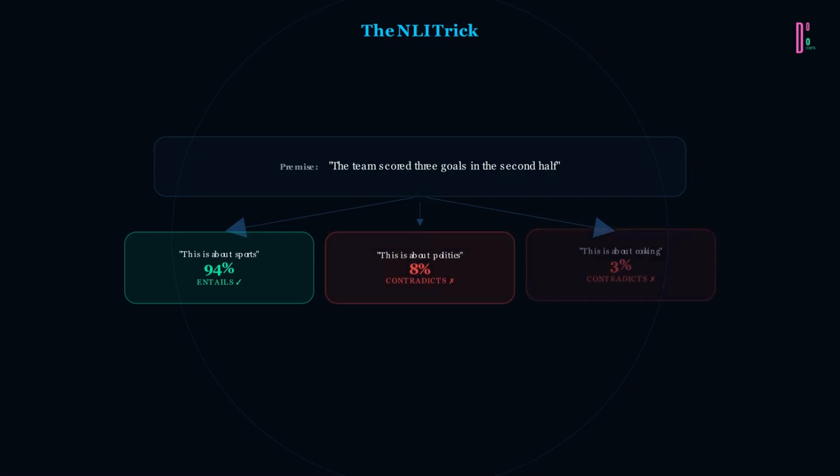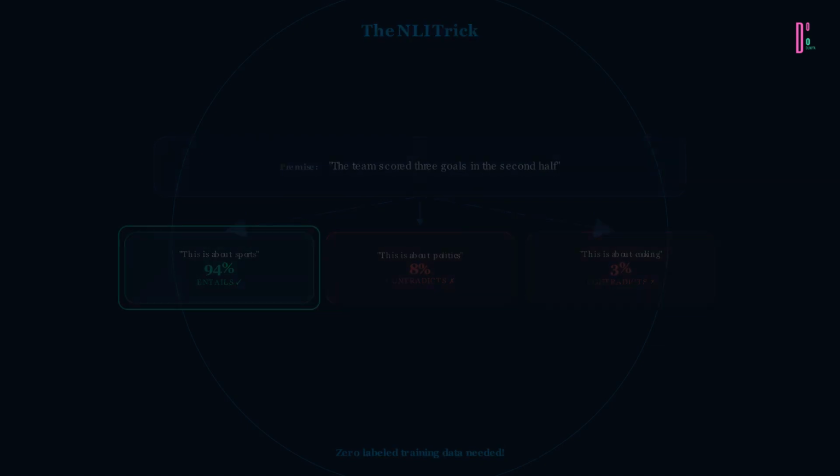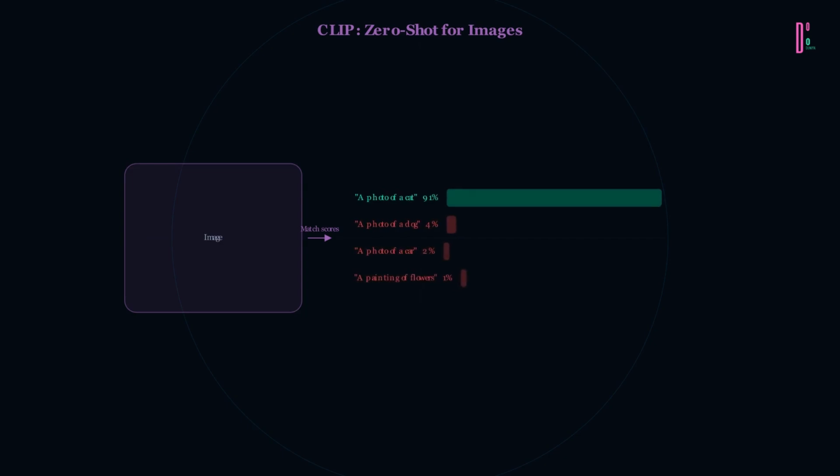The model says, input, the team scored 3 goals in the second half. Hypothesis, this text is about sports. Result, entailment, 94% confident. Try politics, only 8%. Try cooking, 3%. No training labels needed. The model just uses its understanding of language to judge whether a statement supports a hypothesis.